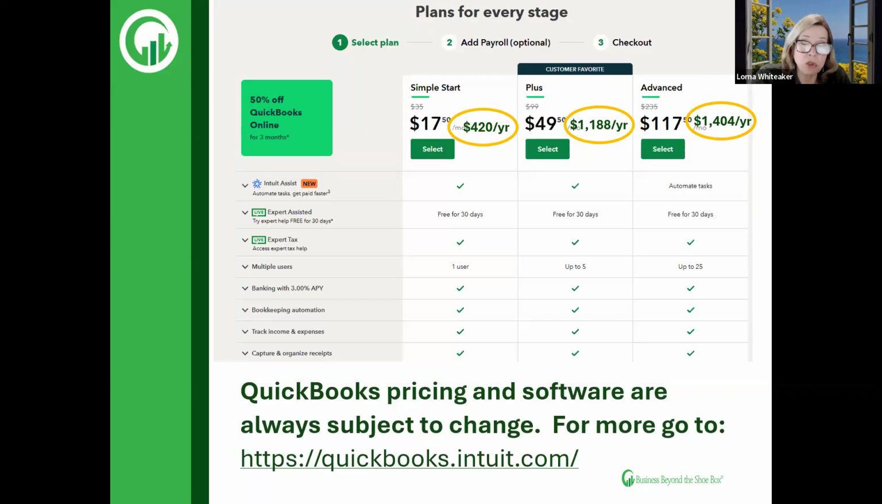QuickBooks Online is user-friendly. It links up to your bank accounts lovely. It keeps things current, but you have to stay on top of it. You have to do it regularly.